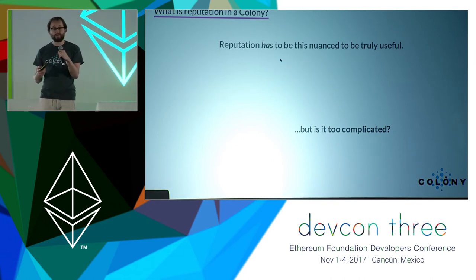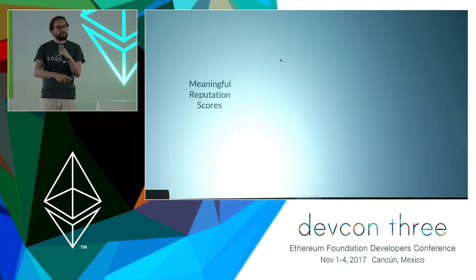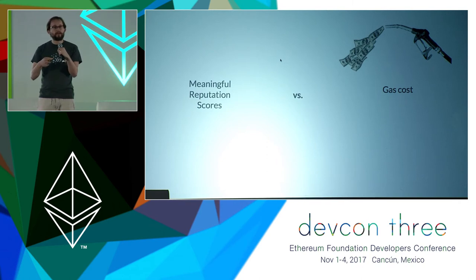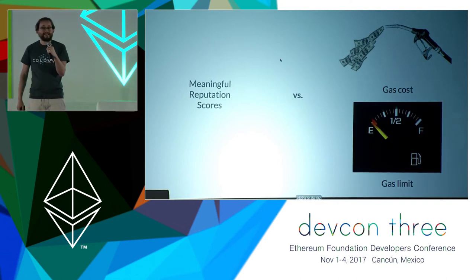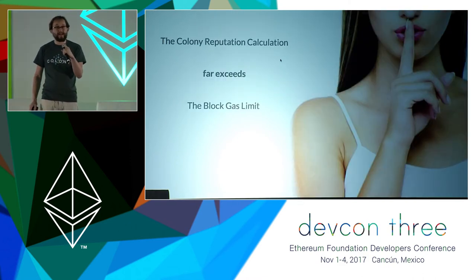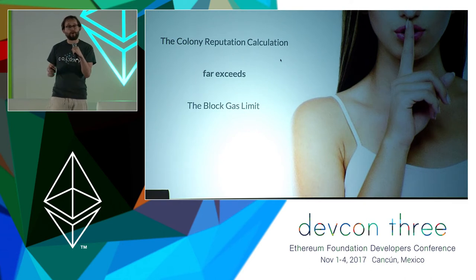And what I mean by too complicated is that on the one hand, we've got meaningful reputation scores, and they're competing with the gas cost. Right? The more complicated the calculation is, the more it's going to cost to interact with it on the Ethereum blockchain, and that might make it less useful. But even more so, we're competing with the gas limit. Right? There's a maximum cap for how complex our reputation update calculation can be. And I'm going to let you in on a secret. What we're trying to do far exceeds the gas limit. Like, this is not something we can do on-chain.